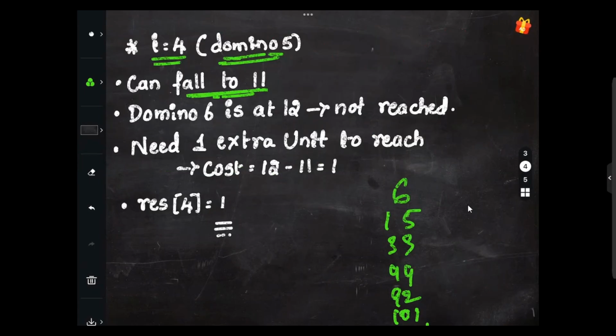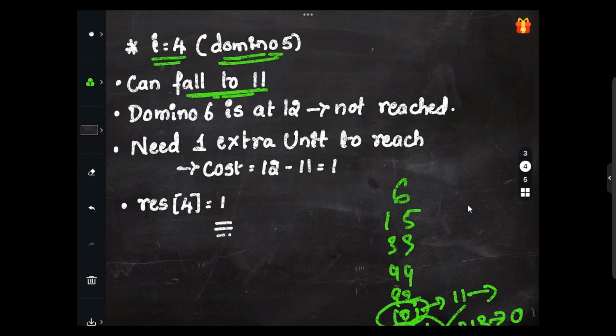So here for the fourth domino, we have already considered domino 6. This is over. Now we have to consider 10 and 1. 10 plus 1 means it can fall up to 11. Result of 5 we have already got 0 here. So domino 6 is at 12.